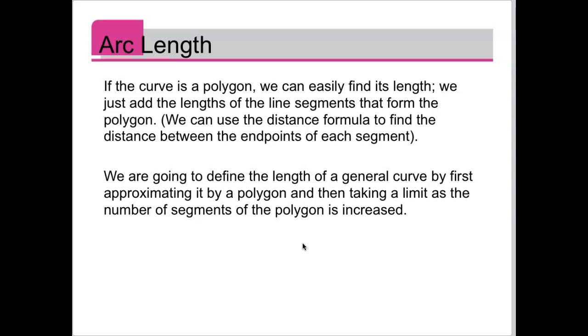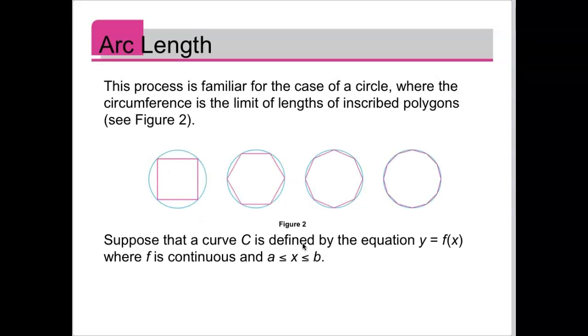So if the curve is a polygon, we could find its length. Polygon meaning rigid sides, right? Straight line sides. And we would just measure the length of each side and then add them all together. That's easy enough. All right, so what about a smooth curve like a polynomial?